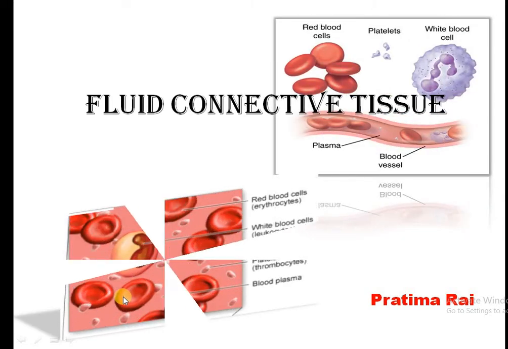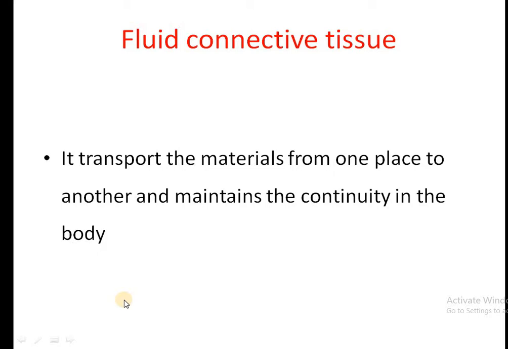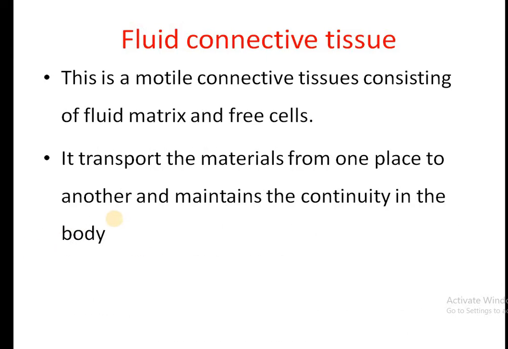Everyone. Previously in this chapter we have discussed the muscular tissue and the epithelial tissue. Today we shall see vascular or the fluid connective tissue. Now, fluid connective tissue helps in the transport of food materials as well as the respiratory gases from one place to another place and maintains the continuity in the body. That's why it is a connective tissue.